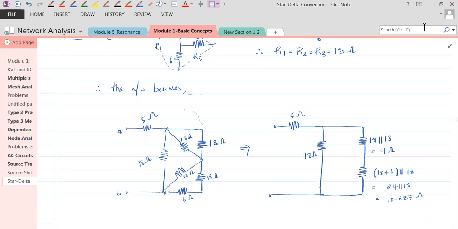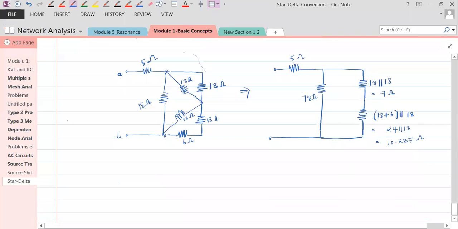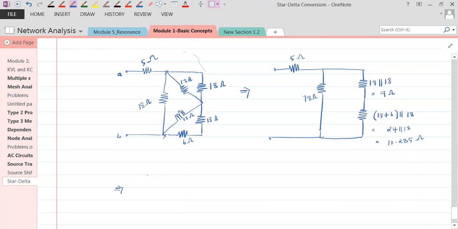Now this 9 ohm and 10.285, how are these two connected? These two are connected in series. So what would this become? This would become this. This implies that anyways this 5 ohms we have, this 18 ohms is anyways going to be there. Now you have this 9 ohms in series with 10.285. Okay, so it is 19.285 ohms. So this is 18 ohms and this is 5 ohms.